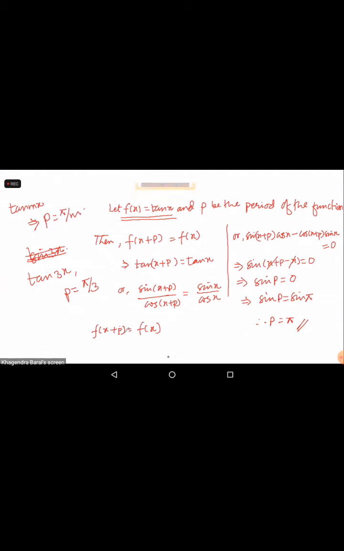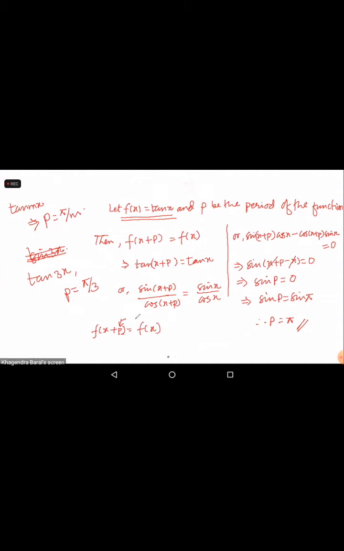For a positive real number p, if f of x plus p is equal to f of x, then we say that p, the least positive number p, is said to be the period of the function.